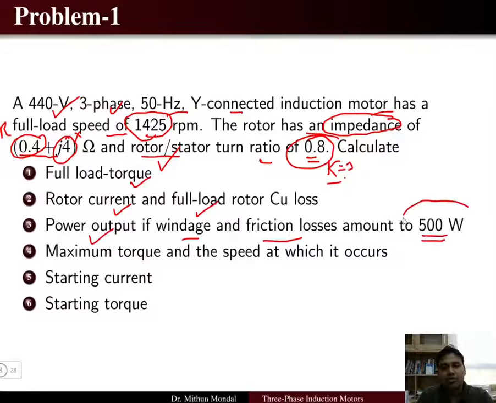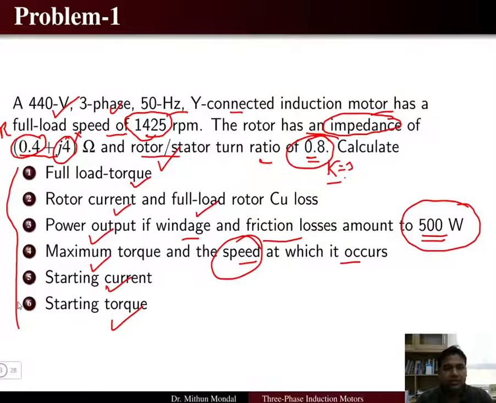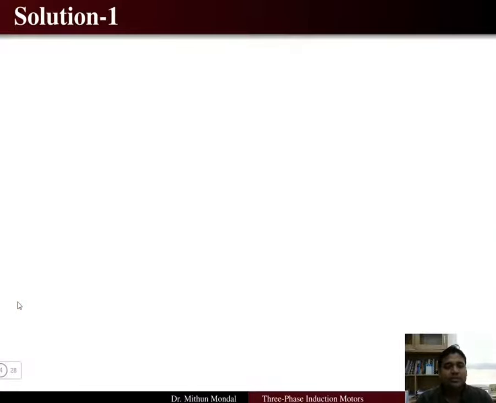So this is the total loss due to windage and friction losses. Then the maximum torque and the speed at which it occurs. So what is the speed at which the maximum torque occurs? The starting current and the starting torque. So these particular parameters we need to calculate for the three-phase induction motor. So let us see the solution.